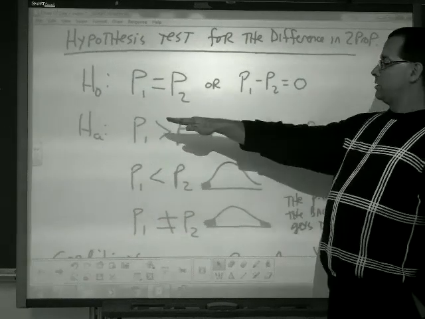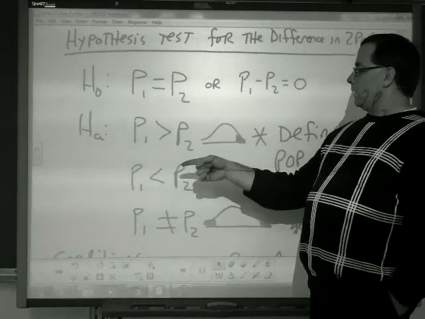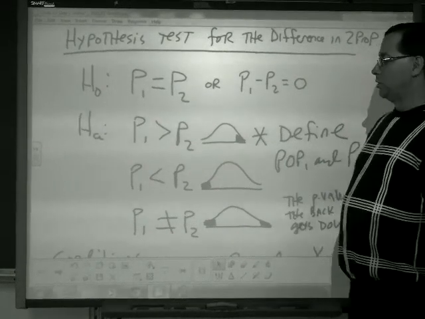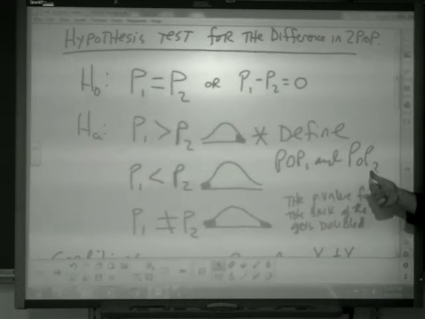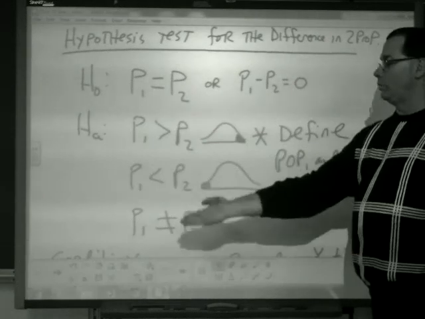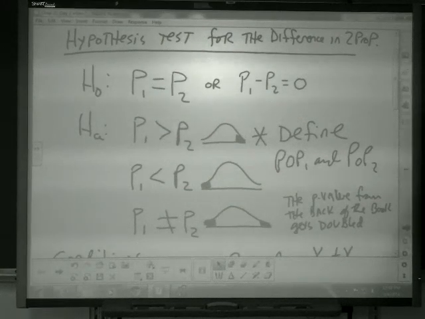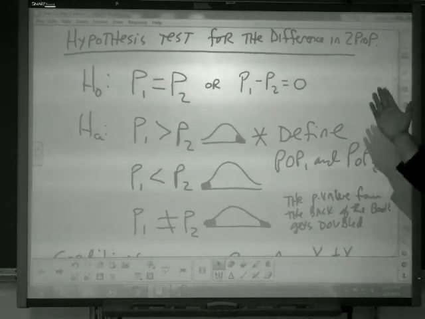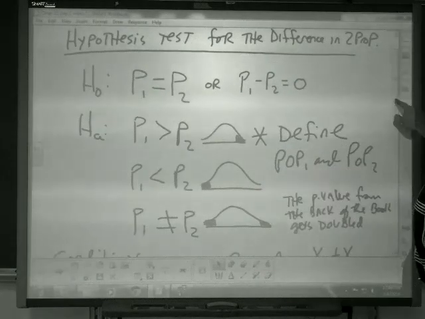So again, alternatives: the proportion of group 1 is higher than group 2, group 1 is less than group 2, or group 1 is not equal to group 2. But just like before, we better define who's population 1 and who's population 2, otherwise these have no meaning. And so you must define population 1 and population 2. Okay? Well, if we're going to use normal calculations, you have to check our conditions. So just like before, state your H0, your HA.